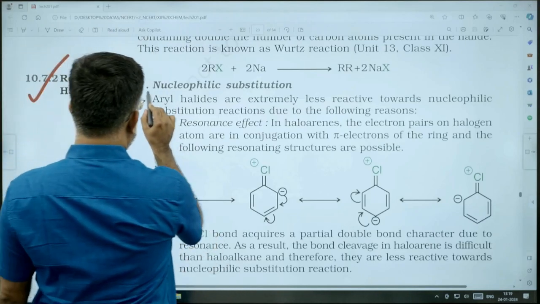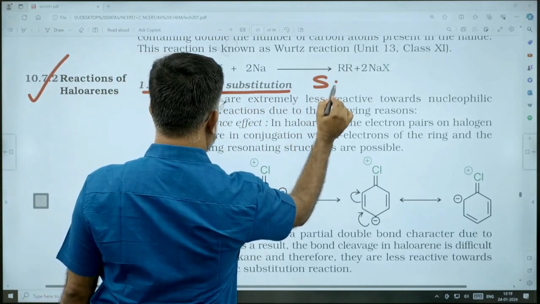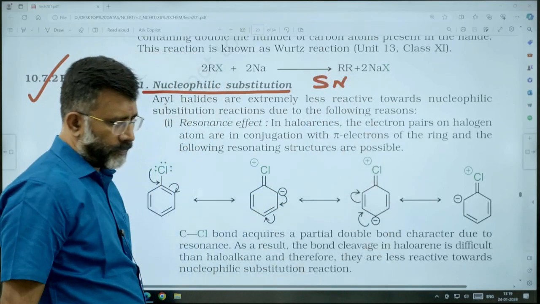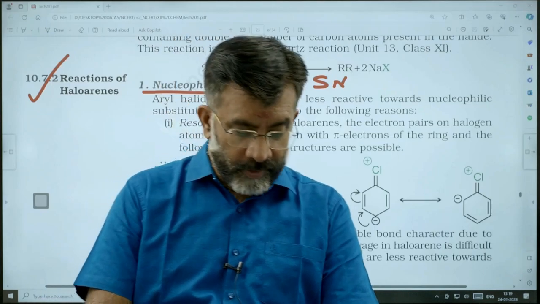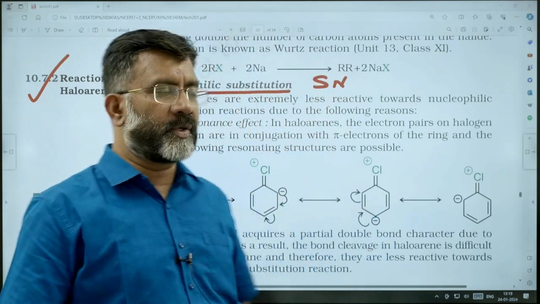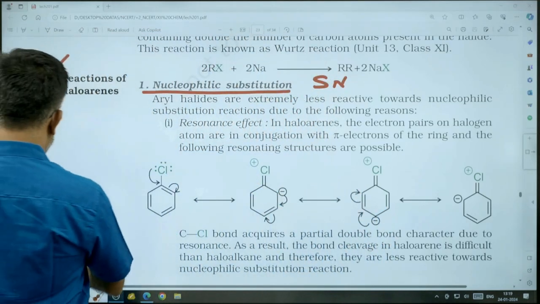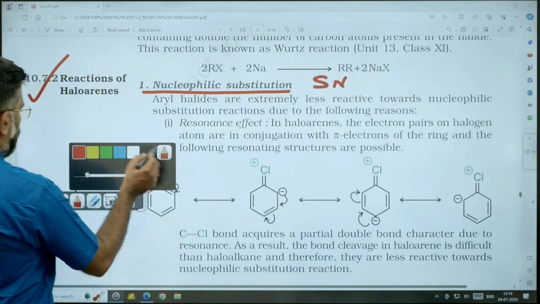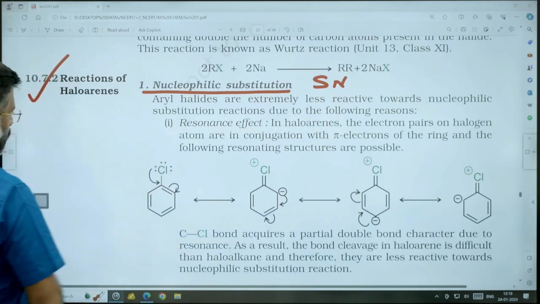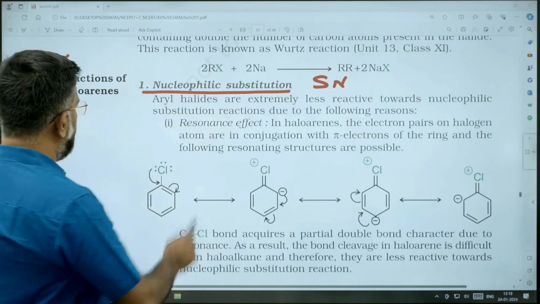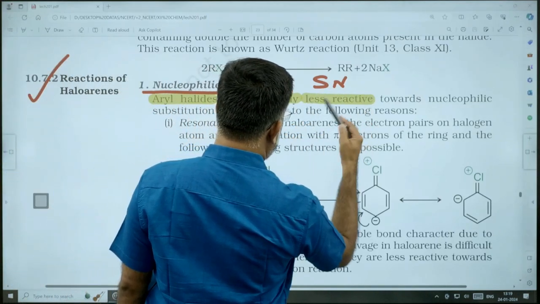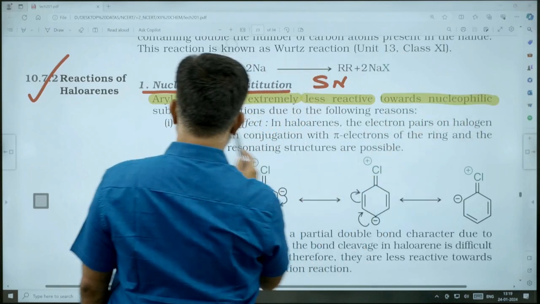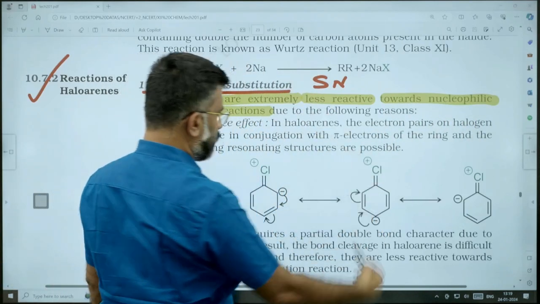First one, nucleophilic substitution reaction, SN reaction. SN reaction, very important to note down. The first comment we find in the textbook, very important to note down, and that in fact is a popular one regarding aryl halides. Aryl halides are extremely less reactive towards nucleophilic substitution reaction.